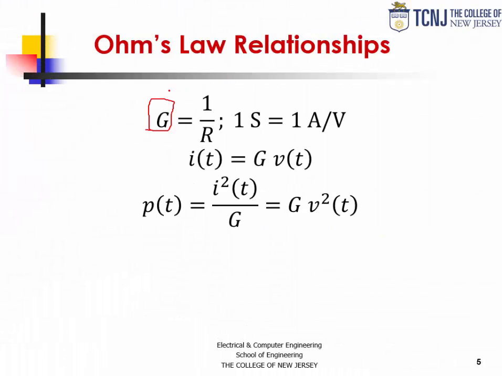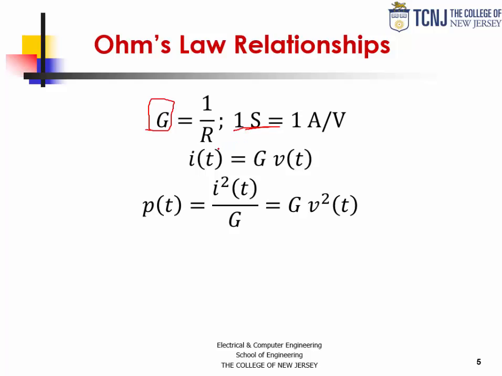I can also define another quantity called G and call it the conductance, which is the reciprocal of the resistance, with units of Siemens. And what that means is that if I have an amp flowing through that conductance due to 1 volt, that means that the conductance of that device is 1 Siemens.